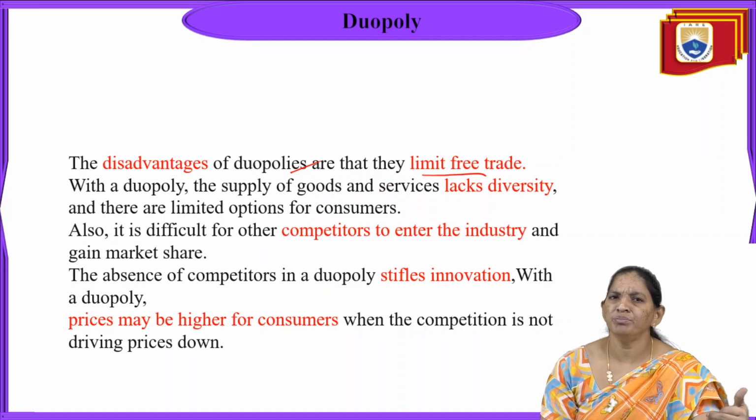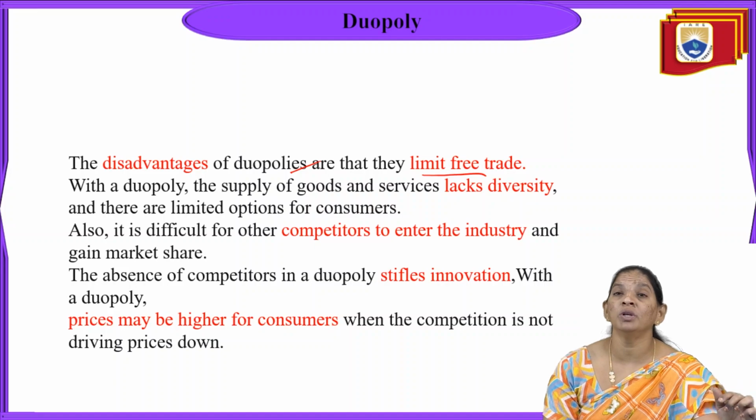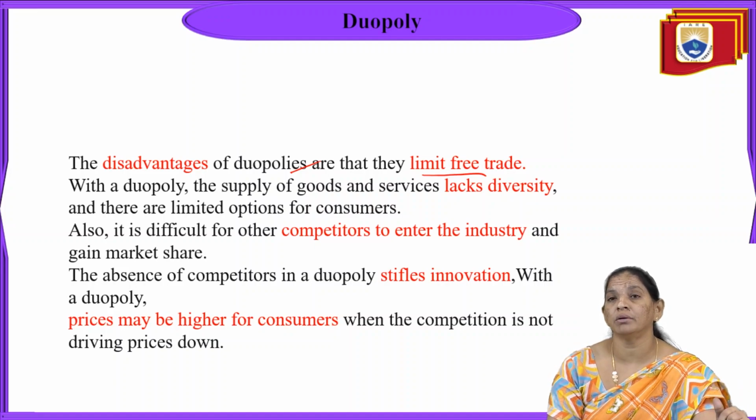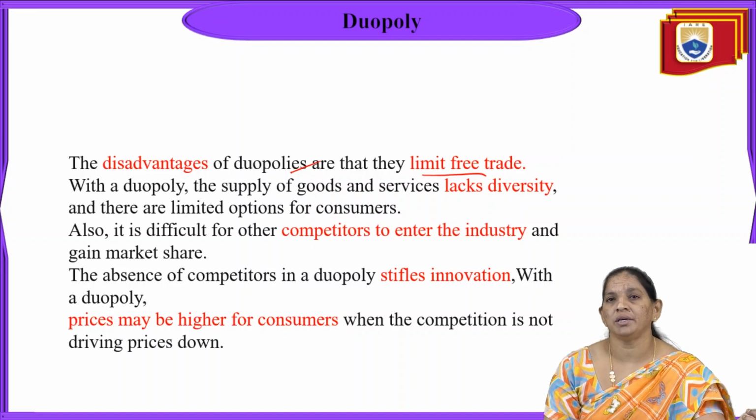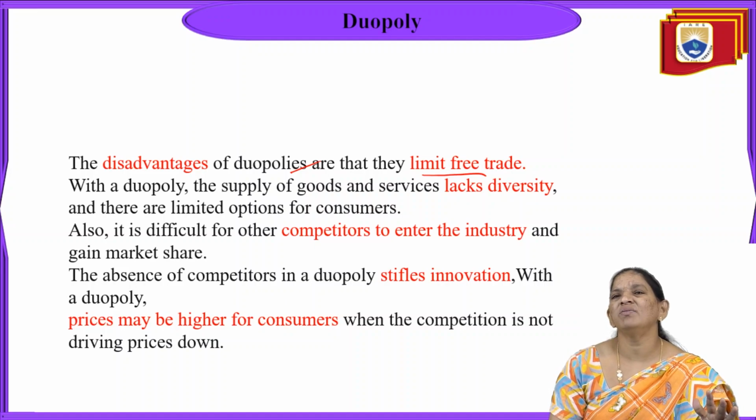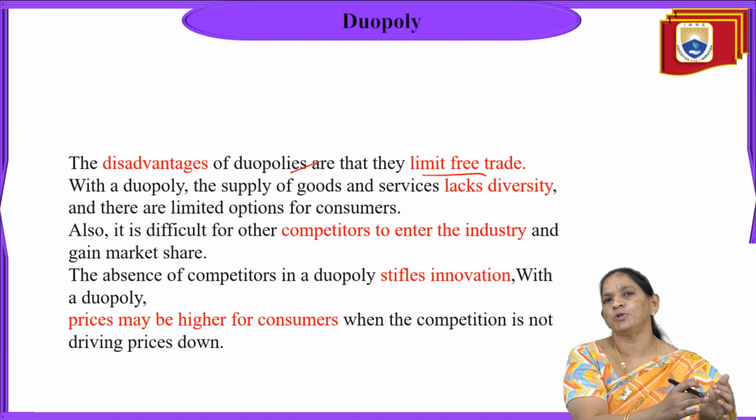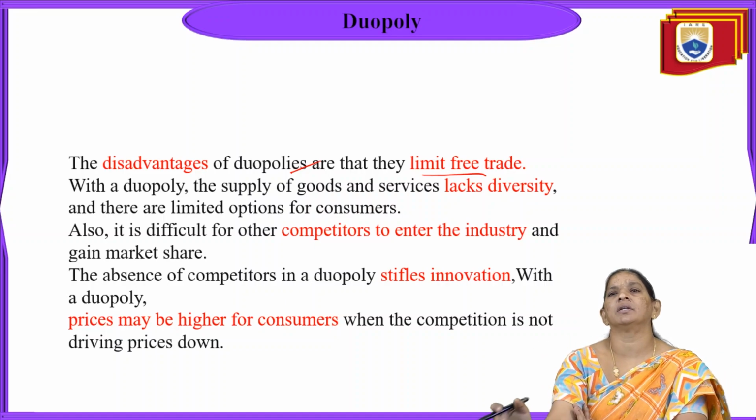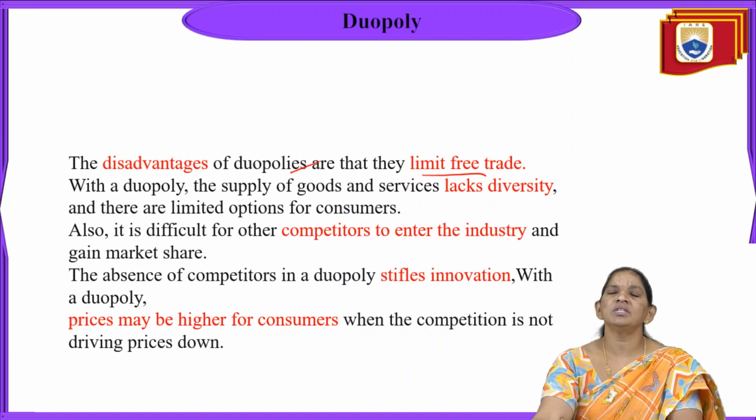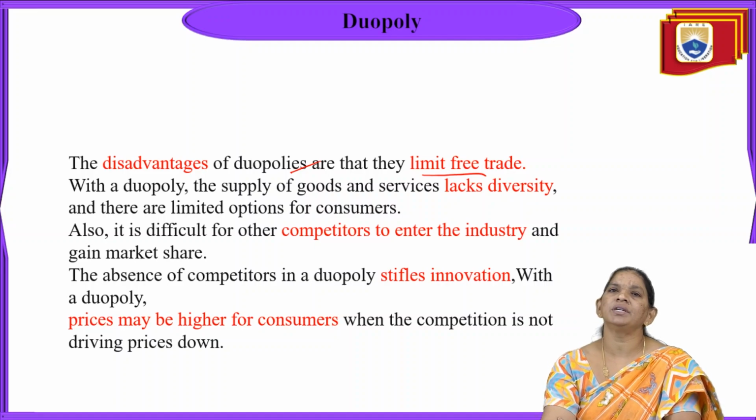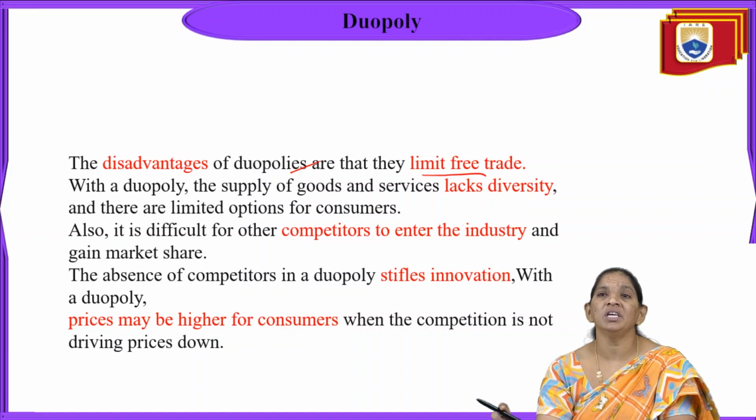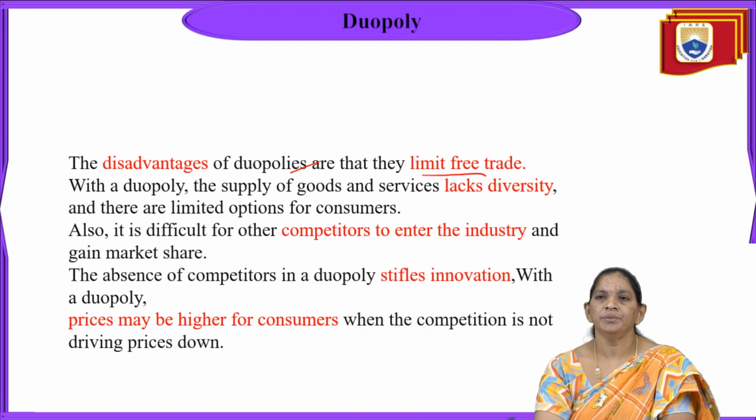Two are there, X or another, who will control the price, output, and also the cost and quality. So in this, the trade will be limited to some extent. Maybe X captures a portion of the market, and Y captures another portion of the market. So it is also one of the disadvantages, having only limited free trade.